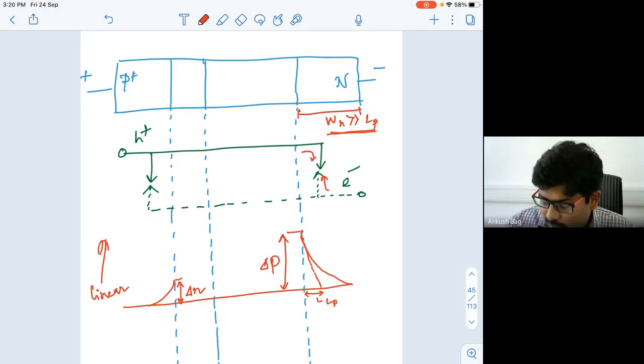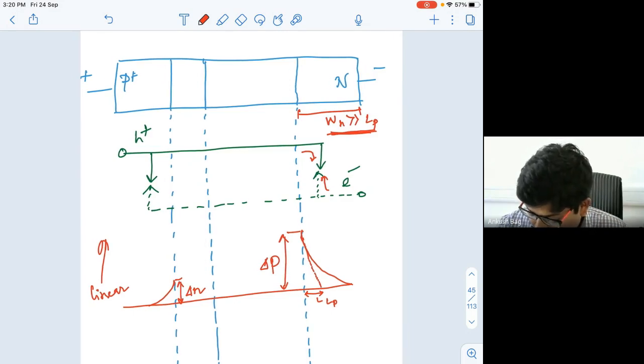Otherwise, what will happen? There is something called a short diode, where the overall behavior will be different. That is a special type of diode or special case. But for the general case, we need to consider the assumption that Wn should be very, very greater than the diffusion length of holes, so that the holes can recombine with the electrons supplied from inside. So this is the thing.